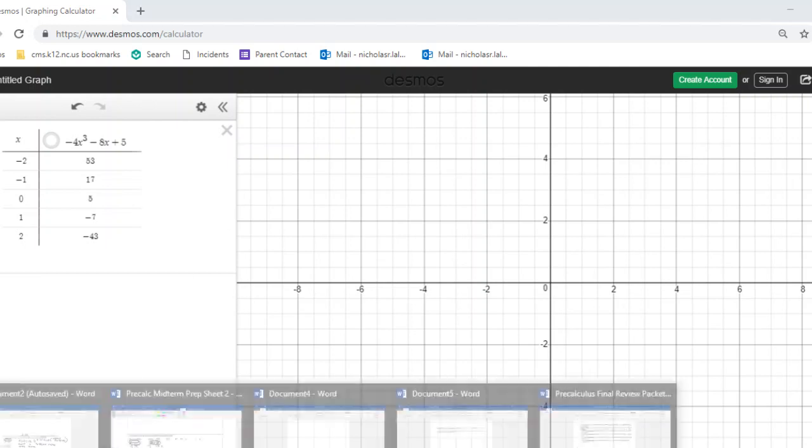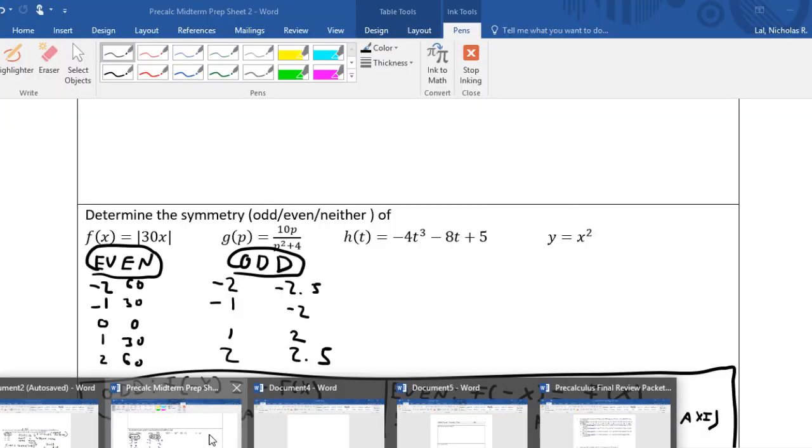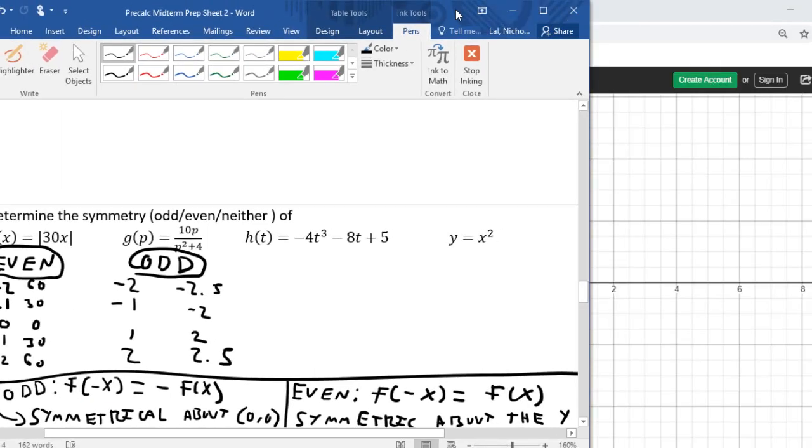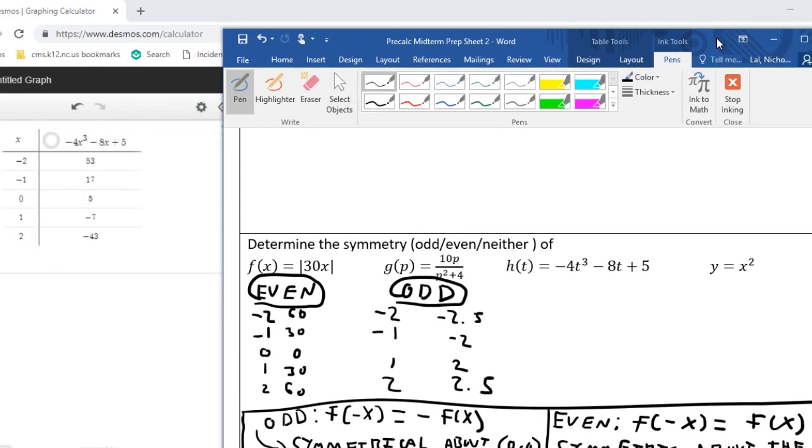So for this problem right here, I know this is neither. I think this is the fastest way to do it. This is neither because you have negative 253 to negative 43. Immediately from there, you see that these are not the same absolute value. They have different absolute values.